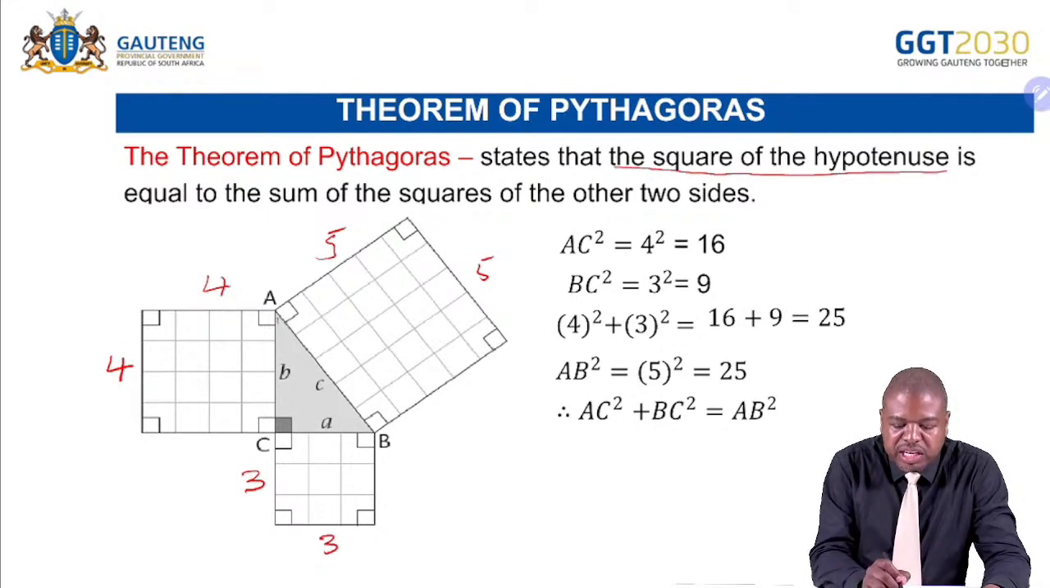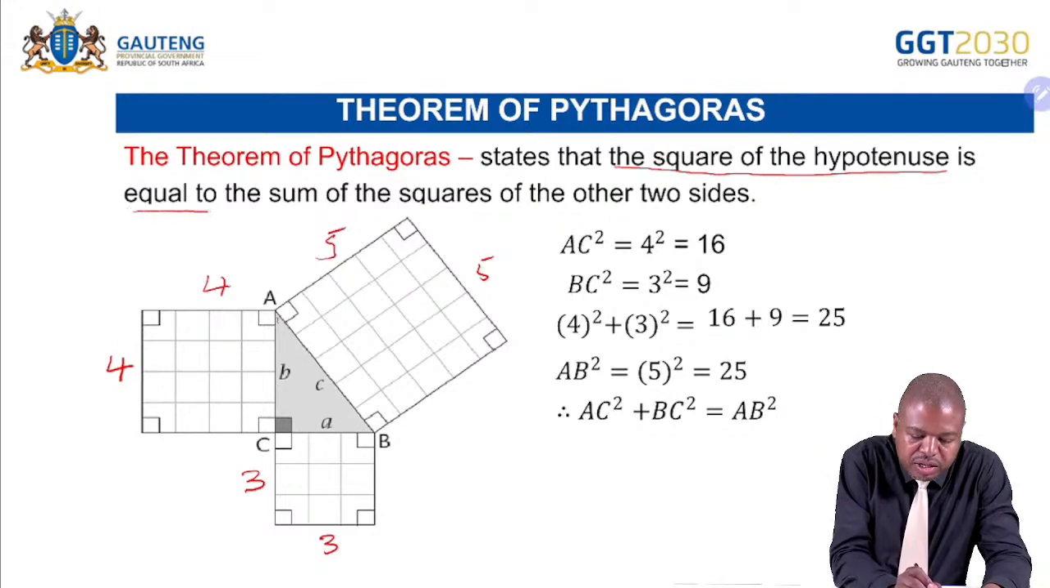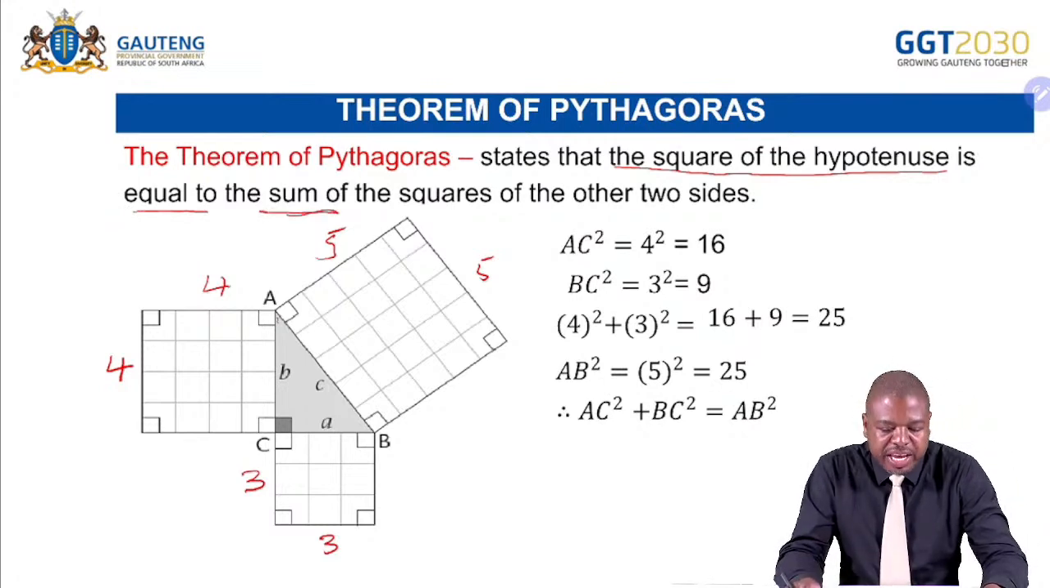The hypotenuse is the longest side in a right-angled triangle, and it is opposite the right angle, right? The square of the hypotenuse is equal to the sum, the sum meaning we're adding, the squares of the other two sides.